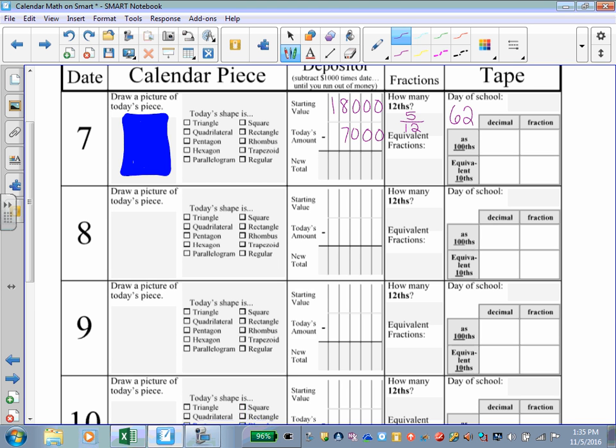Alright, our daily decimal, we are on the 62nd day of school. So how do we write that as a decimal? And how do we write that as a fraction? Are there any equivalent tenths? Is 62 over 100, is that 62 a multiple of 10?